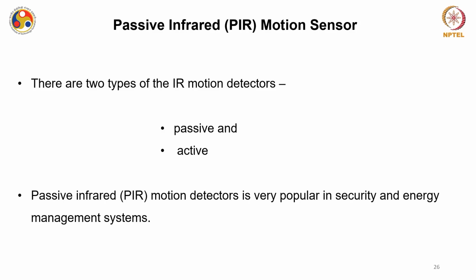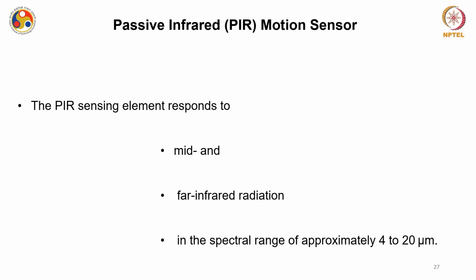Passive motion sensor detectors are very popular, particularly in security and energy management systems, and the PIR sensor, which I am using as an abbreviation for passive infrared sensor, actually responds to the mid and far IR region, which covers mostly the spectrum range of 4 micron to 20 micron. So basically you are covering mid IR to far IR.